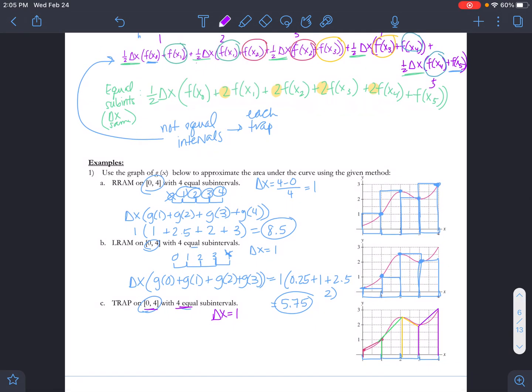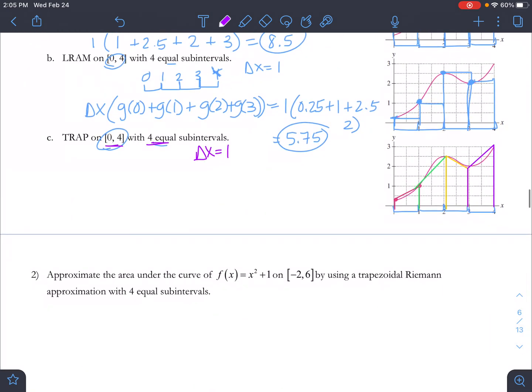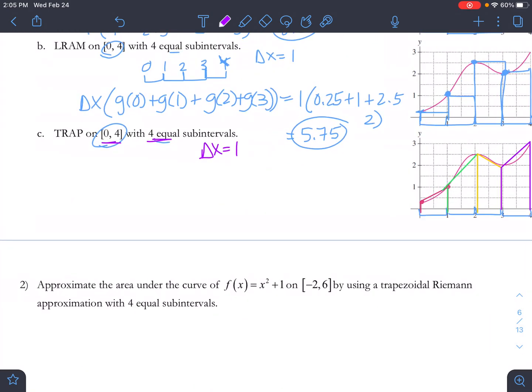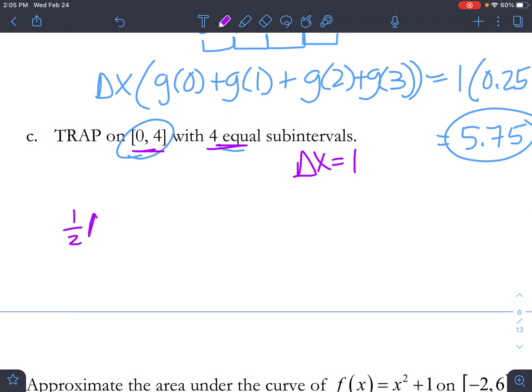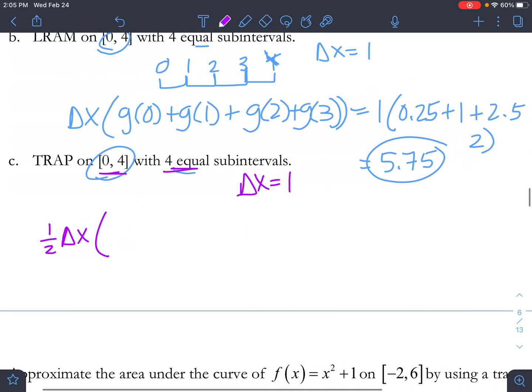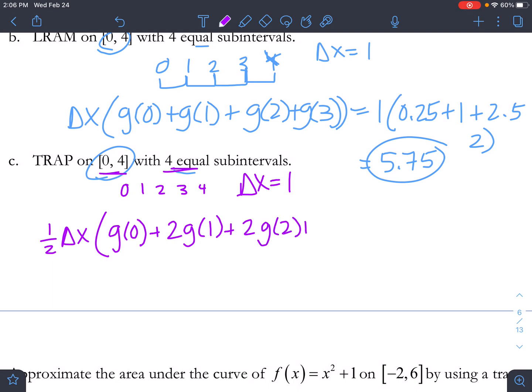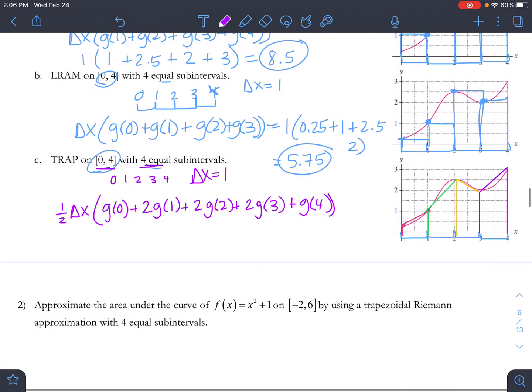And by shortcut, I just mean this. So where we add the middle f of x values, there's going to be 2 of those. The ends only have 1. So 1/2 delta x times, again, we have 0, 1, 2, 3, and 4. So we have, sorry, this is g, I keep forgetting. G of 0, 2g of 1s, 2g of 2s, 2g of 3s, only 1g of 4. Again, that's because I used this side once, this side once. The rest of these middles I used in 2 trapezoids. I'm going to use this in 2 trapezoids, and I'm going to use this in 2 different trapezoids. So that's where that's coming from.